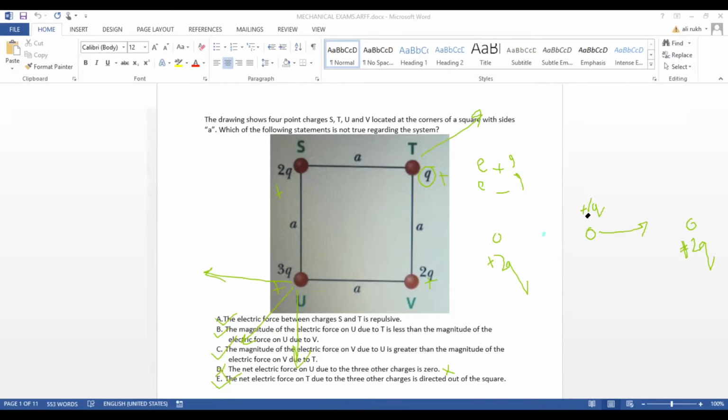Now, because our situation is all positive, if you have one positive Q in the middle of 2 positive Q, this one is trying to push it that way. This one is trying to push it that way. That means it does not move because, assuming that the distance between these two are the same, which is A, and the magnitude is the same. So here the answer is D.